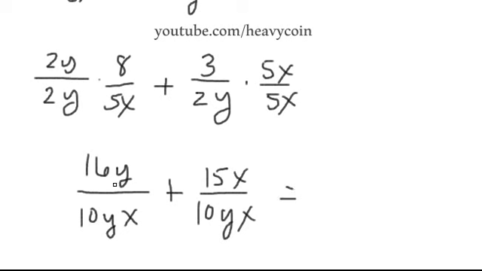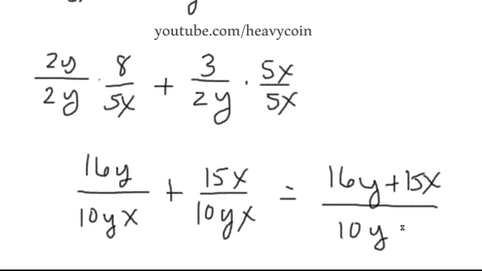So 16y, okay, well, those aren't like terms, so there's nothing we can do there other than write that over 10yx. And there's not a number that goes into all three of these, so, right, nothing, 2, no, 3, 5s, yeah, it's not going to work out. So this is our final answer. It has all been reduced down to 16y plus 15x over 10yx. Good enough.